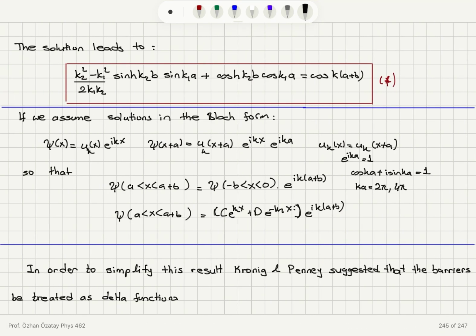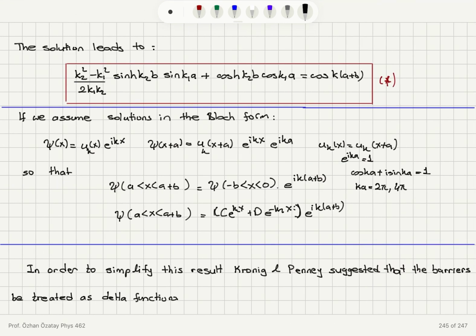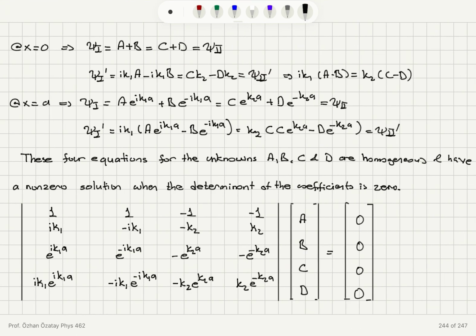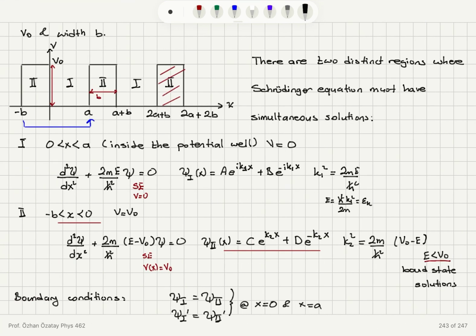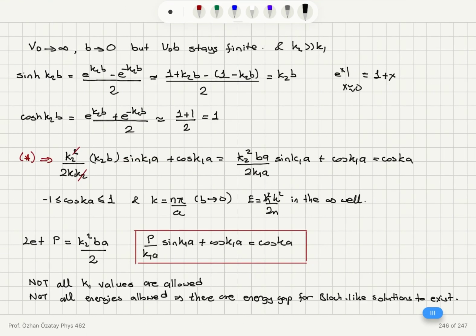k2 square minus k1 square divided by 2 k1 k2. So when V0 goes to infinity and b goes to 0, k2 is much greater than k1, so that we have a strong decay in this potential because it's an infinite barrier. So we will have k1 neglected, so k2 square over 2 k1 k2 k2b sine k1a plus cosine k1a.